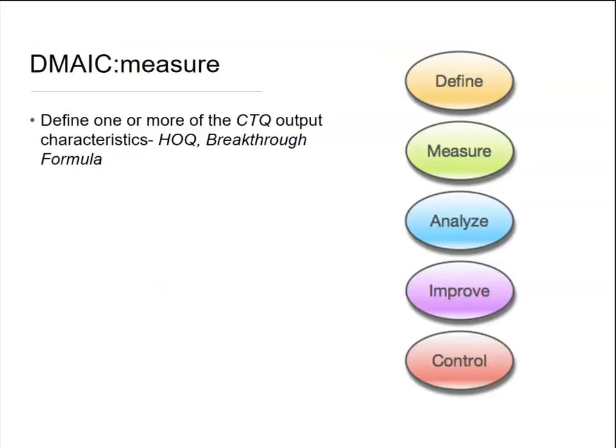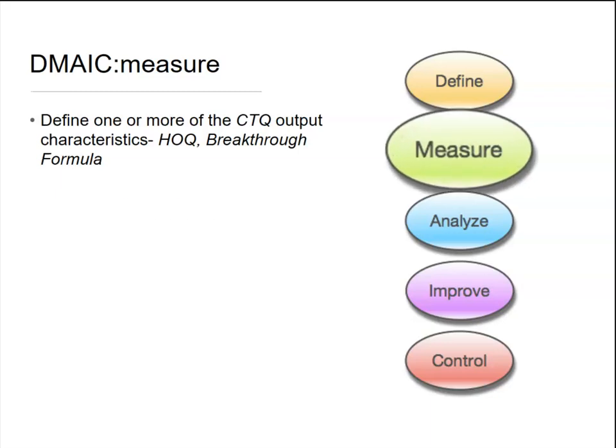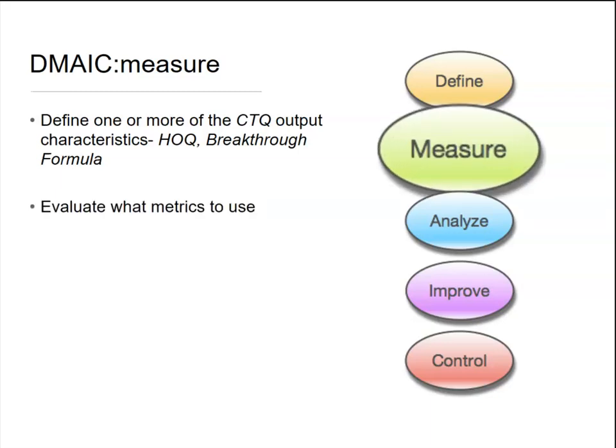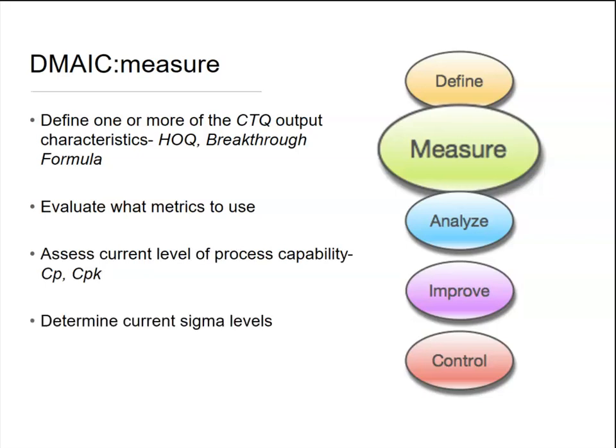In the measure phase, after we define one or more of the critical output characteristics, we can start using the house of quality. We can use the breakthrough formula. We can evaluate what metrics to use. We can assign levels of process capability, those are the Cp and Cpk. We can determine what sigma levels we're at and where we want to be. What we're trying to do in the measure stage is quantify the problem.